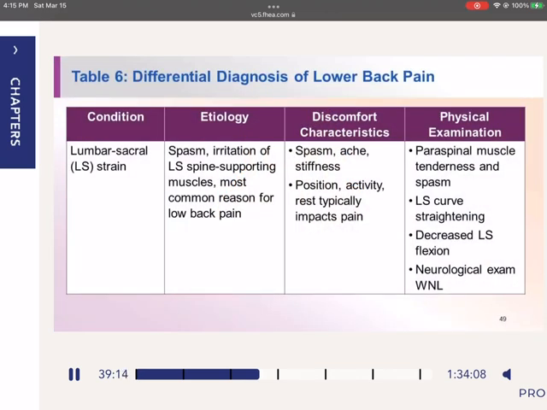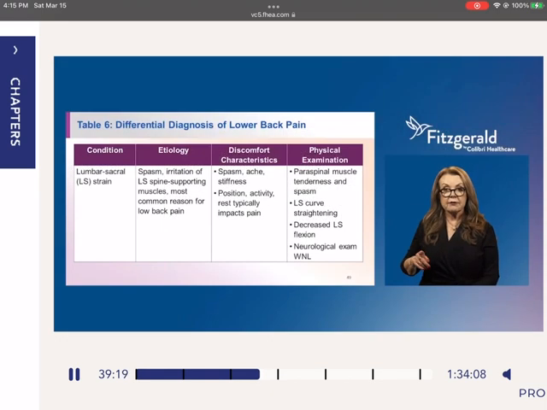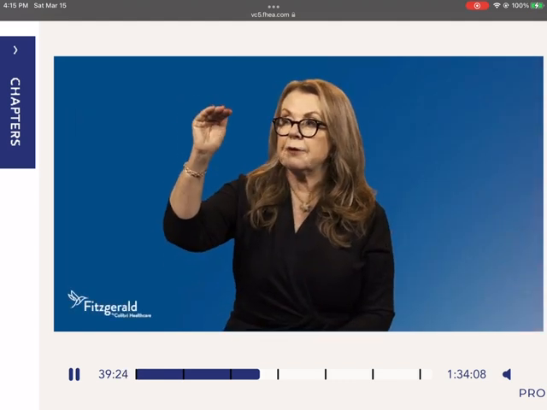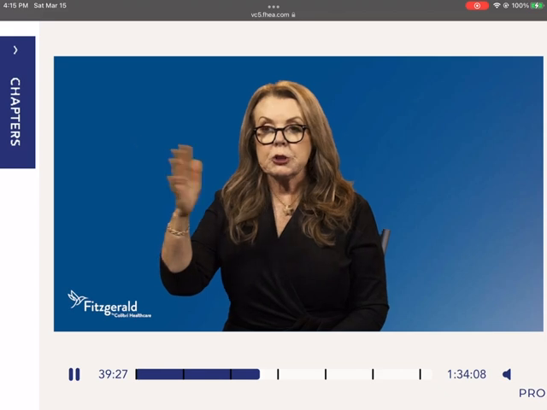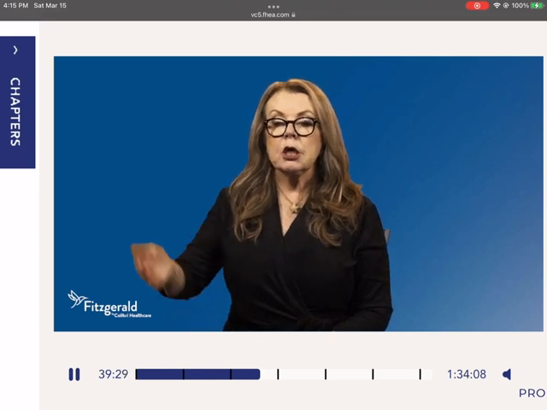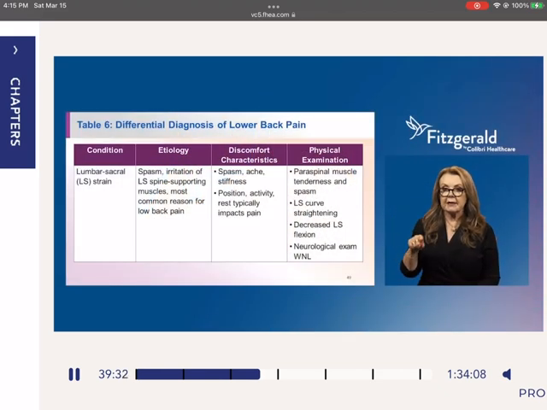On physical exam, paraspinal muscle tenderness and spasm. You look at the lumbar sacral curve, it's straightened, with decreased lumbar sacral flexion. Ask the patient to bend over, and they're unable to do that to much of a degree of ROM. This is key in lumbar sacral strain. Neuro exam is normal. No loss of limb strength, no foot numbness. DTR is intact, the whole nine yards there on the lower extremity neuro exam.